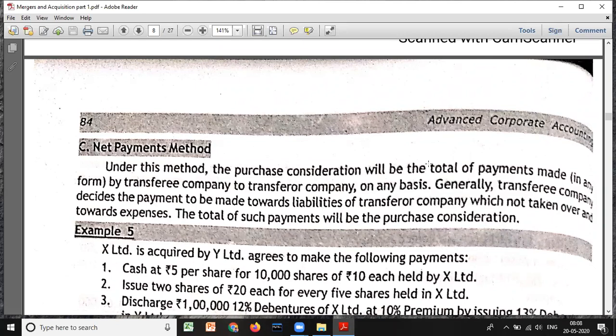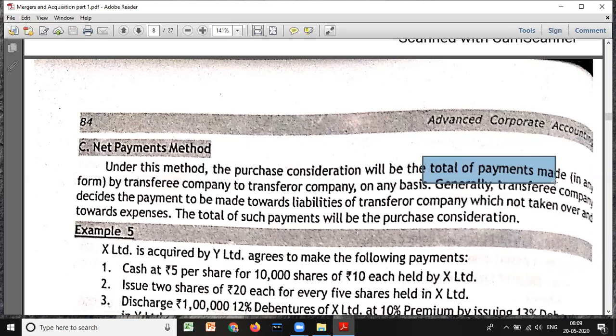I've told you already, sometimes they will give you the mode of payment. Under this method, the purchase consideration will be the total of payments made in any form. It can be cash, debenture, or equity shares, or a combination of all three, by the purchasing company to the transferor company on any basis. Generally, the payment is decided towards liabilities of the transferor company which are not taken over, and towards expenses. The total of such payments will be the purchase consideration.